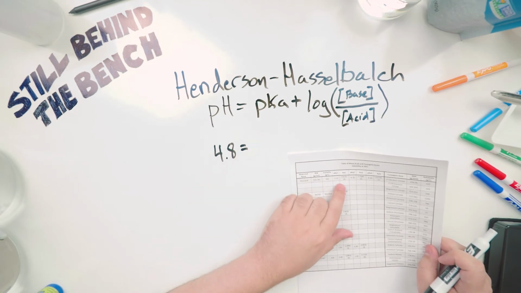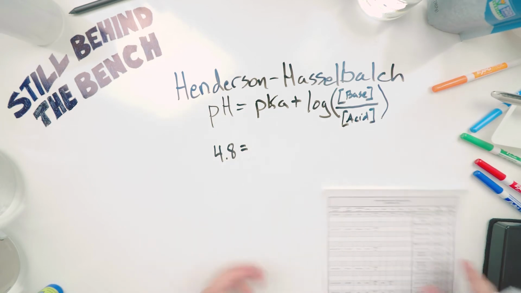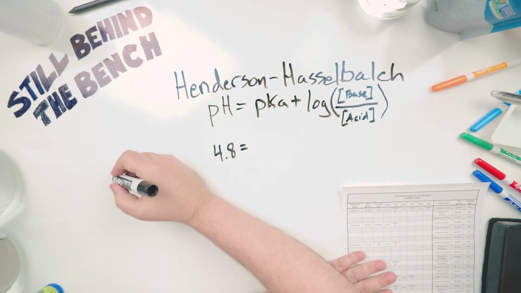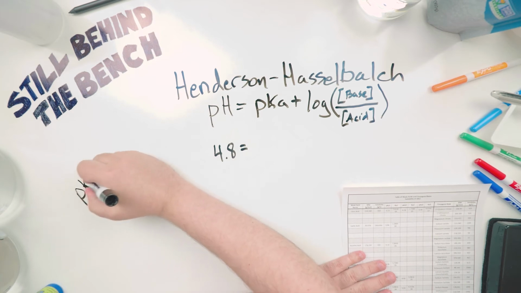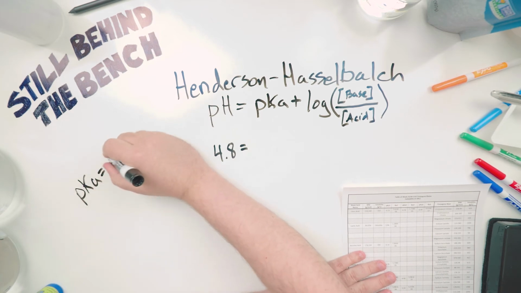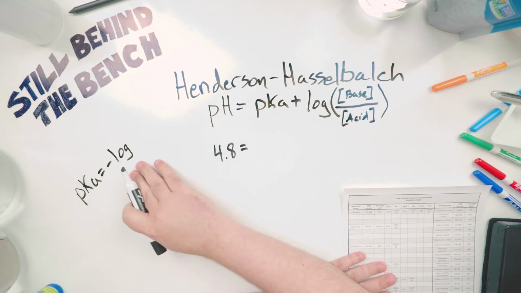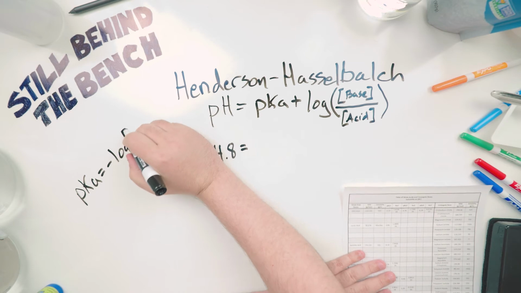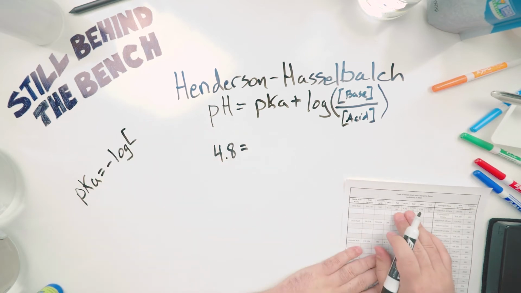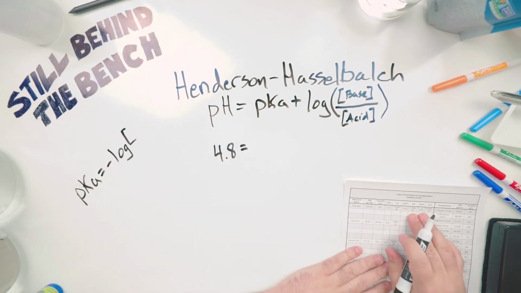So I'll show you from the beginning if you only know the Ka value. pKa equals negative log, and this is log 10, just so you know. Negative log of, and I'm going to use citric acid. I'm going to use its second Ka value.